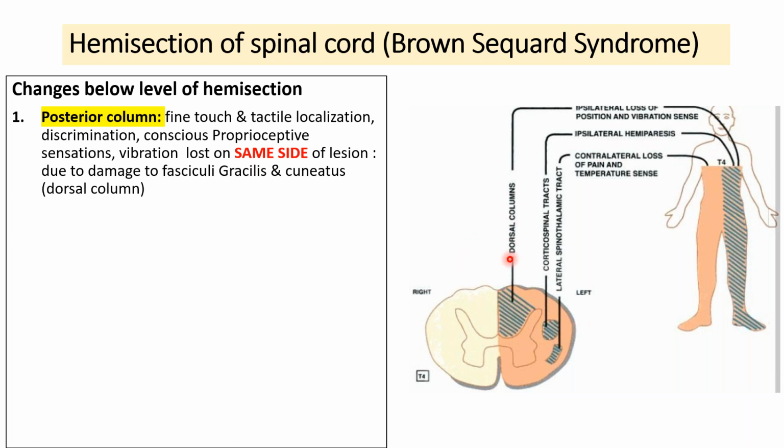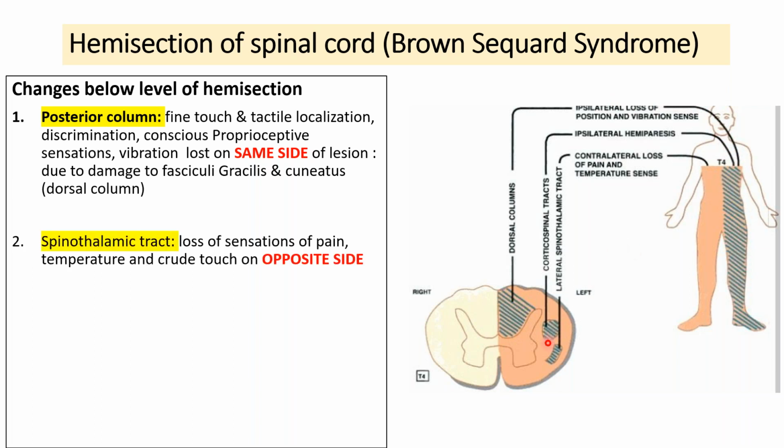Right, and then about the posterior column. Now let's see the posterior column. The posterior column carries what all sensation? It carries fine touch localization, tactile discrimination, conscious proprioception, vibration. Everything is lost, and this damage will be on the ipsilateral side. Why ipsilateral side? Because the cross has already taken place at the level of medulla. Dorsal column, remember where they were crossing. The dorsal column had to cross at the level of medulla. But because the lesion is at the spinal cord level, the loss of position and vibration sense will be on the same side.